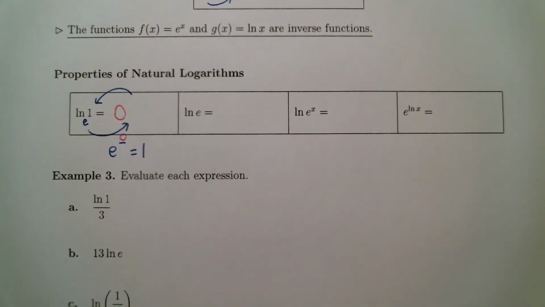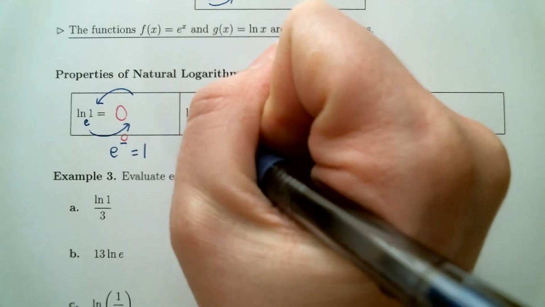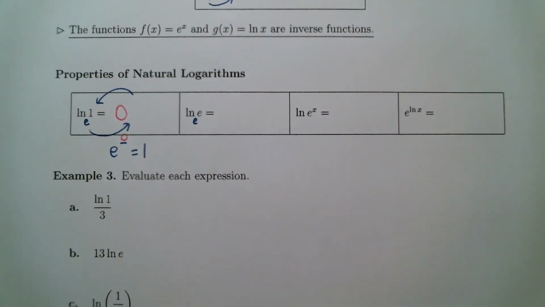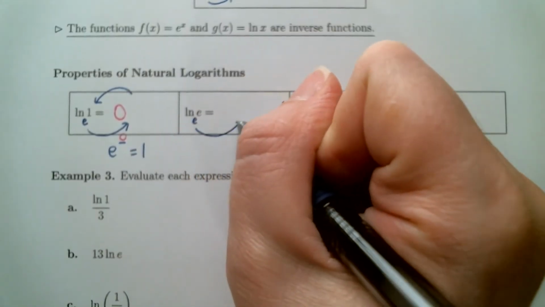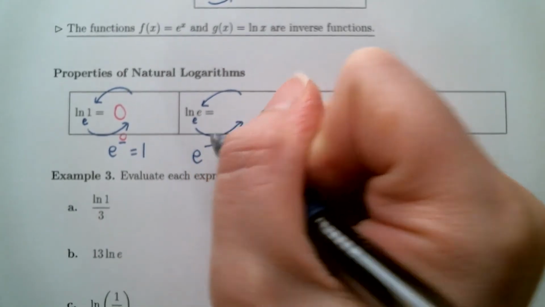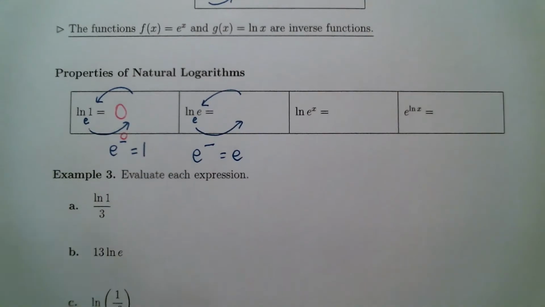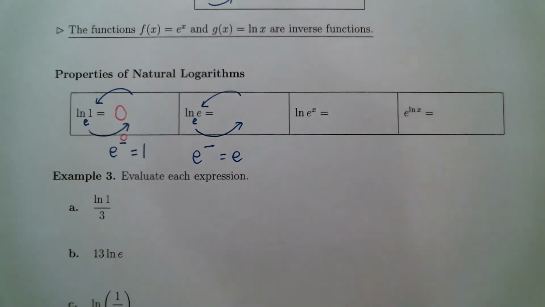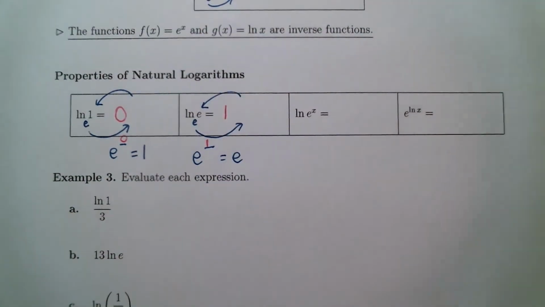Next one. What's the natural log of e? As soon as you see natural log, you can write in your base if that helps you. You don't need to. But this would be asking, if I take the base, what power do I need to raise it to to get this? So e to what power is going to give me e? The only way those two sides can be equal is if the exponent is 1. So the natural log of e is 1.